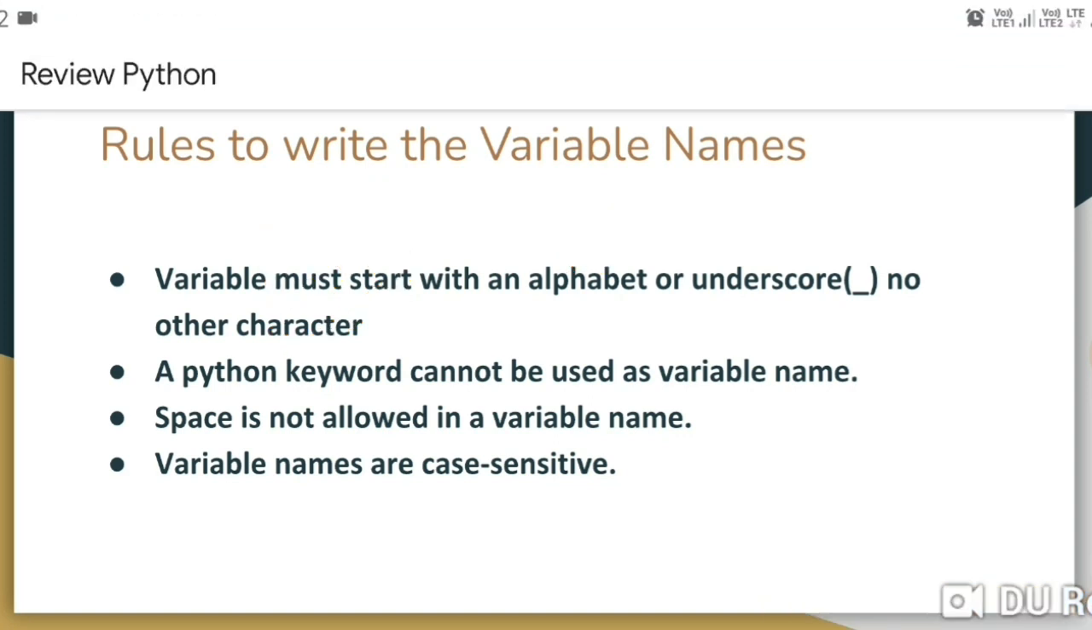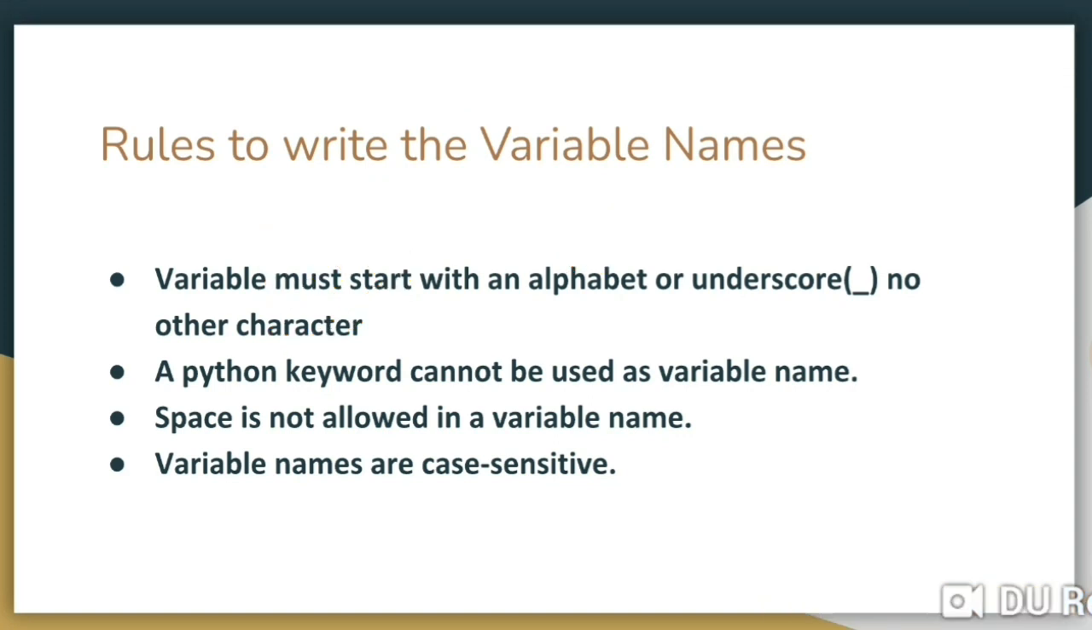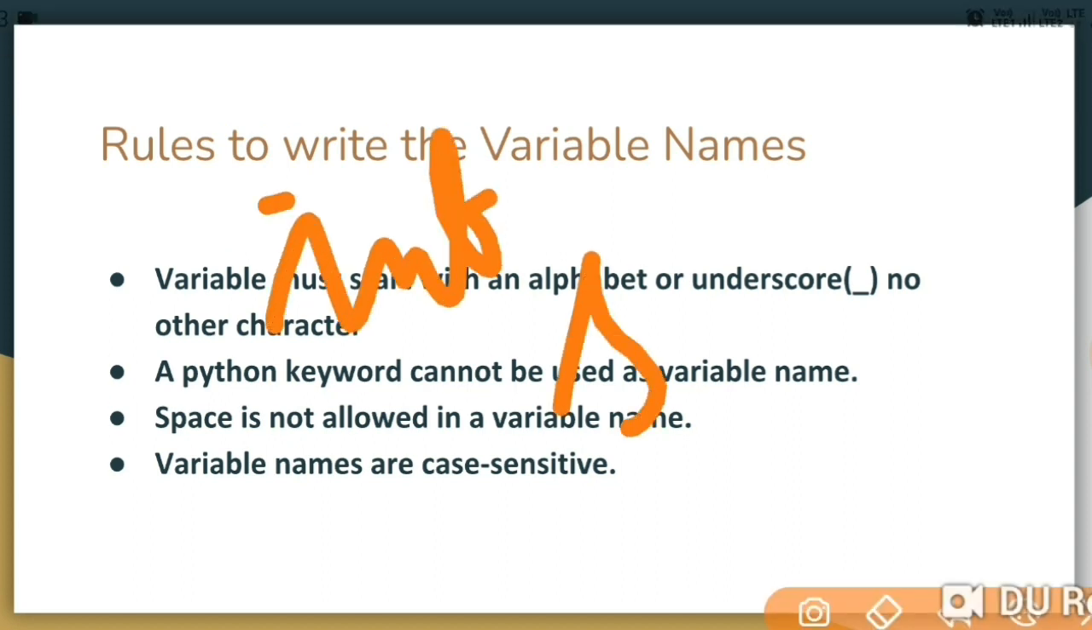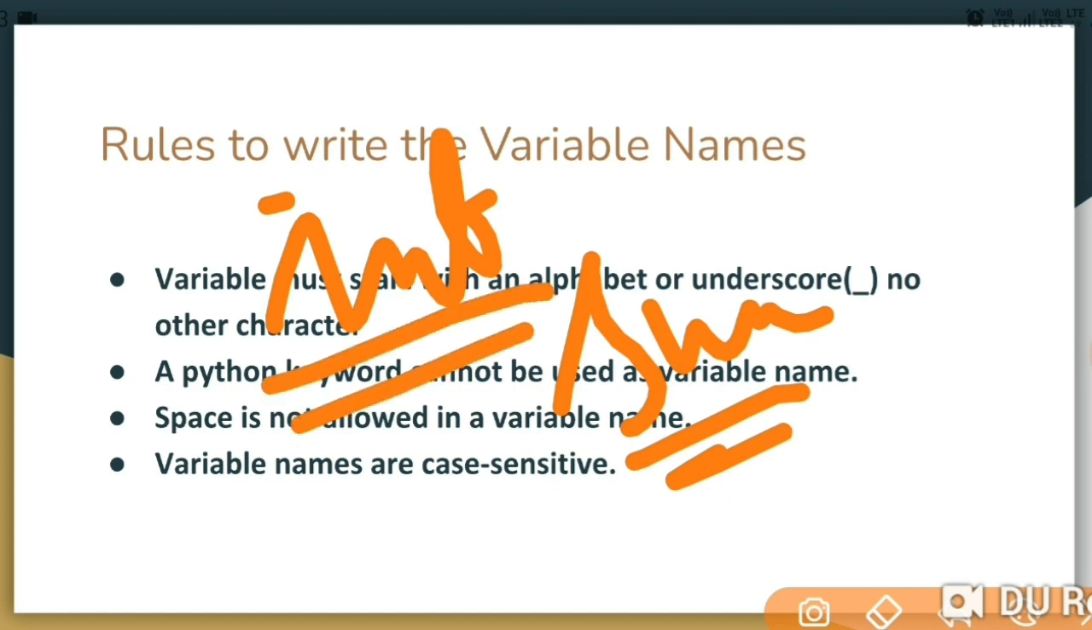The next one is you are not allowed to use any keyword of Python as a variable name, like int, sum. You cannot use these types of words because these words are keywords which already exist in Python. If a word already exists, you cannot give the variable the same name, otherwise it will not be accepted.